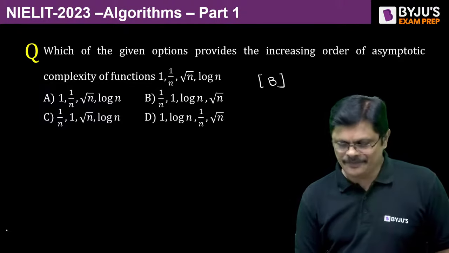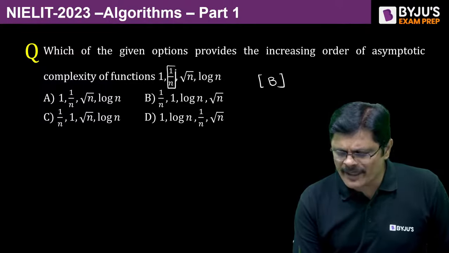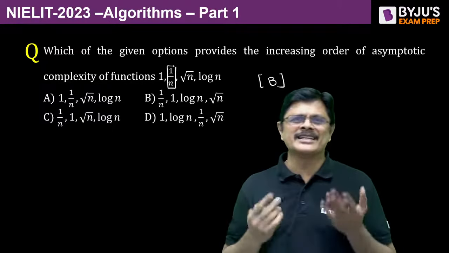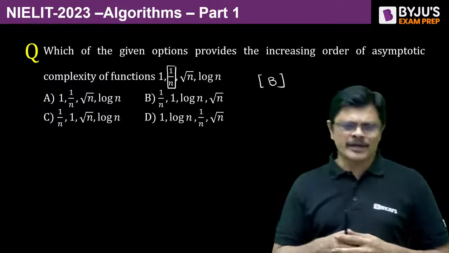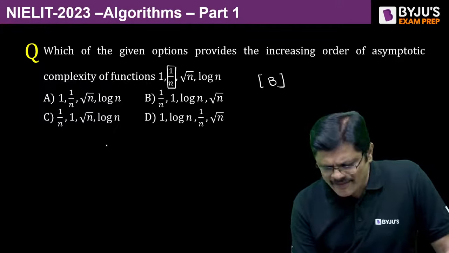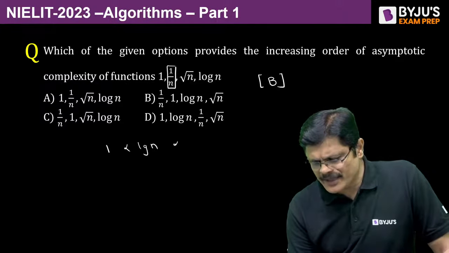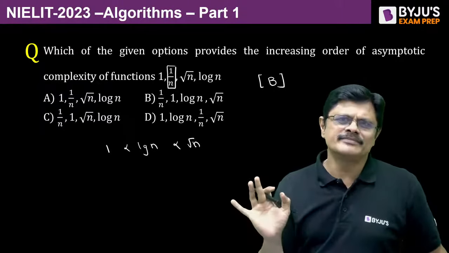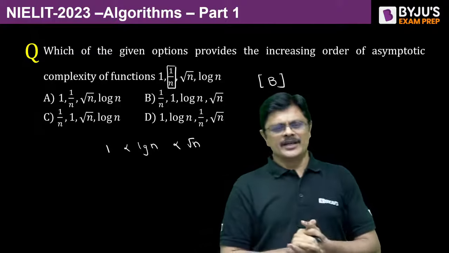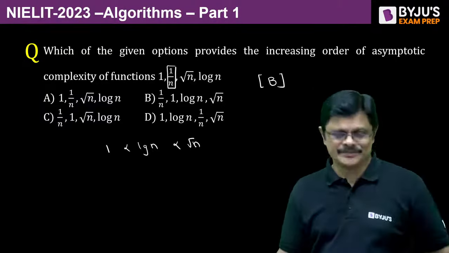Why? Let us see. See, my dear friends, in this, the odd man out is 1 by n because so far we have never seen this fellow. 1 by n we have never seen. It is a new fellow for us. But if you observe the other fellows, 1 is smaller than log n, which is smaller than root n. This order, you know it. Now the problem is with 1 by n.